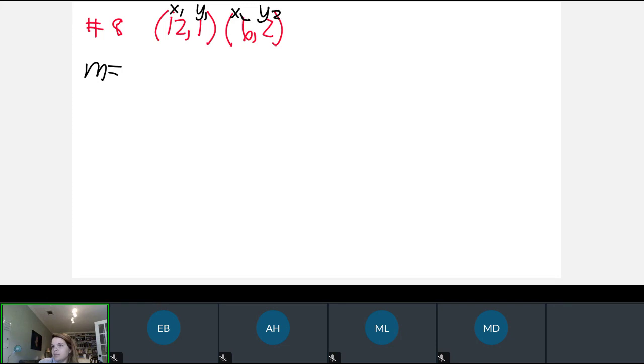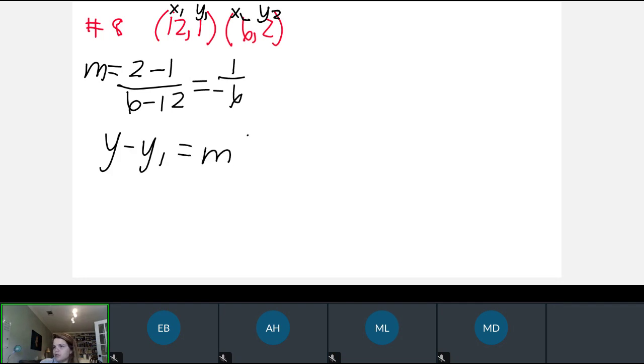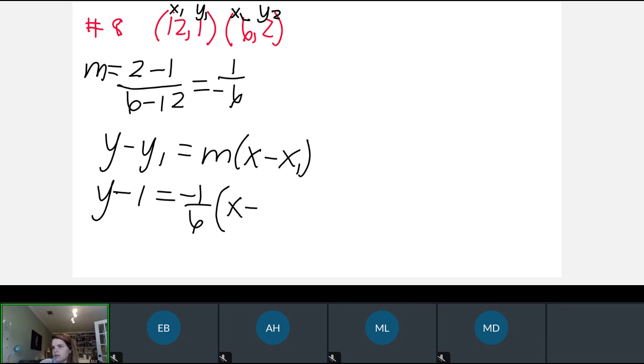All right, so to find m, we do y2 minus y1 over x2 minus x1. So this would be 1 over negative 6. So we know what our slope is, and we know what x1 and y1 are. So we are going to plug those numbers into point slope formula. So that would be y minus 1 equals negative 1/6 times x minus 12. I'm going to pause here just in case anybody has a question.